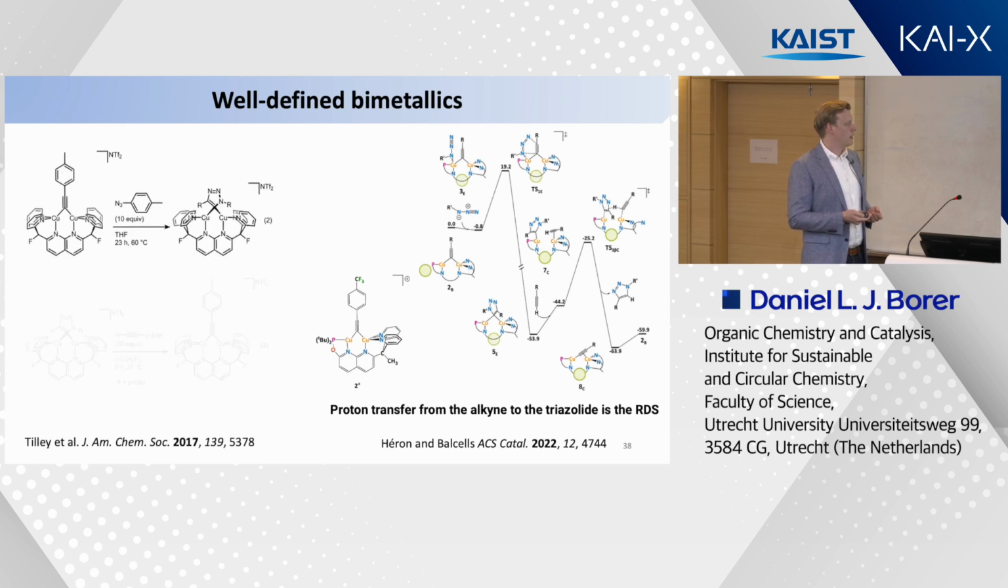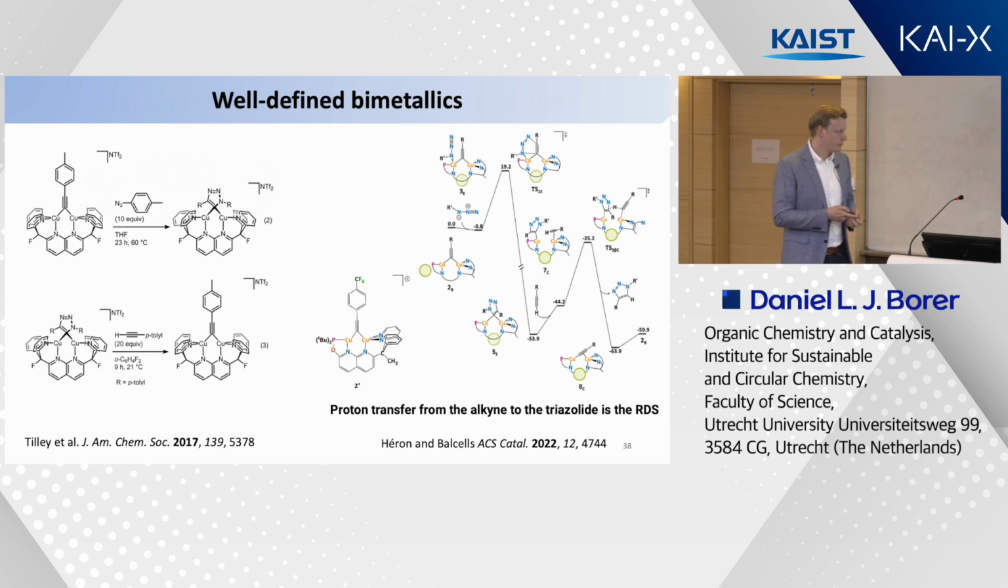So this is something that I will also quickly skip, because the Tilley group has done some work on this already, basically showing indeed that you can have a well-defined dicopper acetylide to do subsequently the dipolar cycloaddition to form a triazolide species, which can then react with an alkyne again to reform this system. And some computational work by the Balcells group actually indeed showed what is already well known in literature, that if you take a system that is derived from this, which has not been experimentally reported, that the rate determining step of the reaction is basically transfer of the proton of the alkyne to the triazolide.